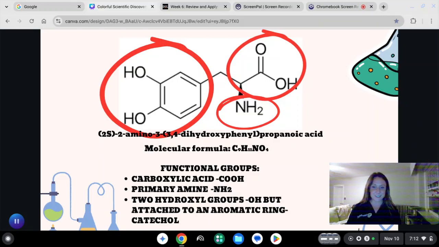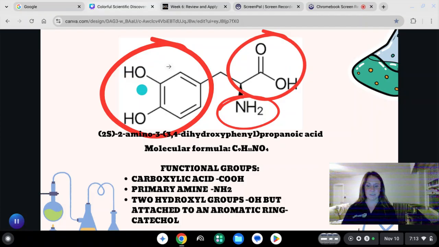We have a couple of functional groups in L-DOPA. We have this carboxylic acid over here. It's the carbon double bonded to the oxygen, and that carbon's also bonded to an OH group. We then also have a primary amine here. We have the NH2, and we'll talk about this carbon right here in a little bit. We also have two hydroxyl groups, but because they're attached to an aromatic ring, this is actually called a catechol. It's its own functional group.